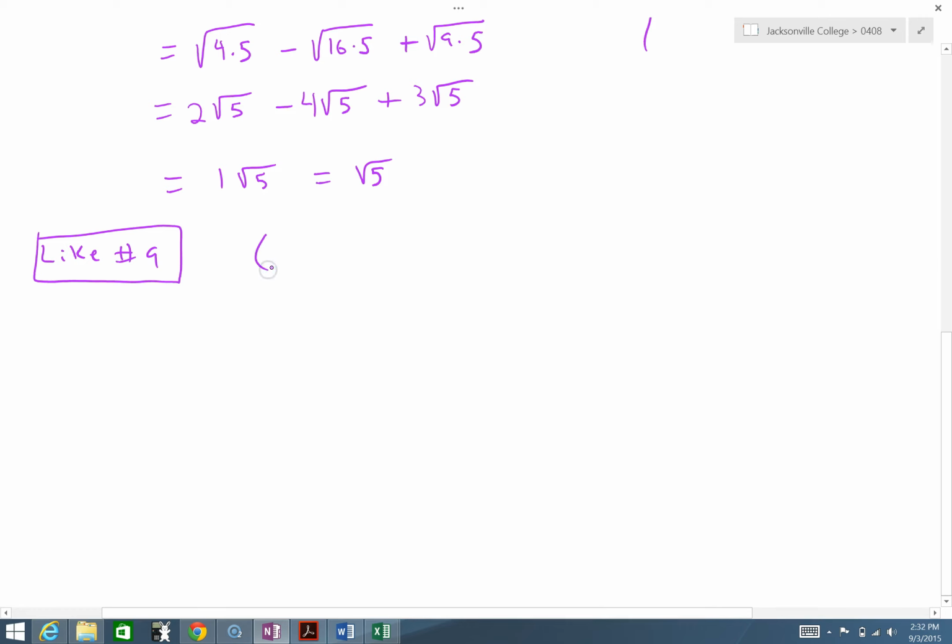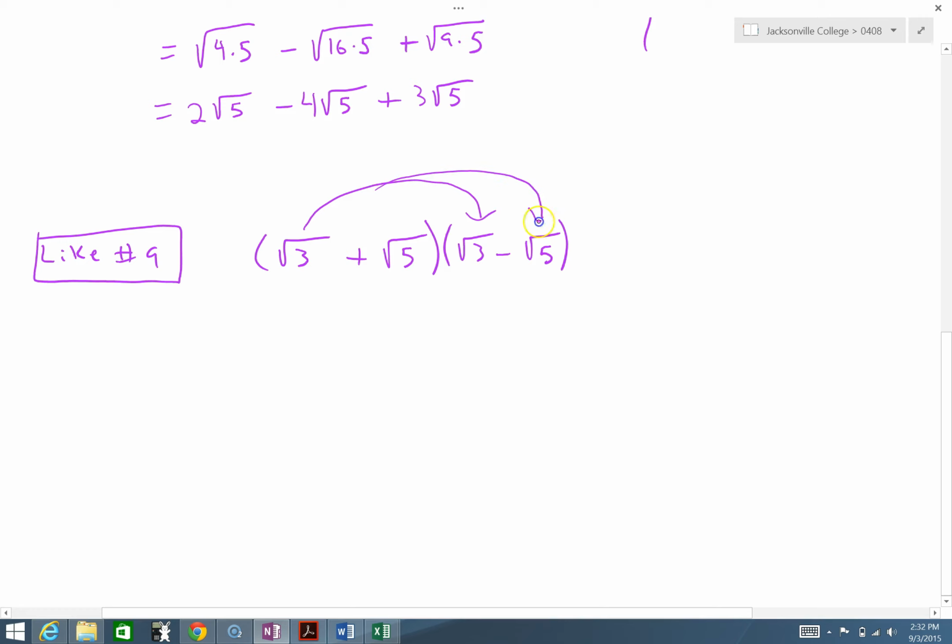Number 9 will have multiplying binomials. Okay, let's say we have the square root of 3 plus the square root of 5, and we're multiplying that by the square root of 3 minus the square root of 5. Well, remember how we multiply binomials. We will take this first term, square root of 3, and multiply it by both terms in this second parentheses, the distributive property.